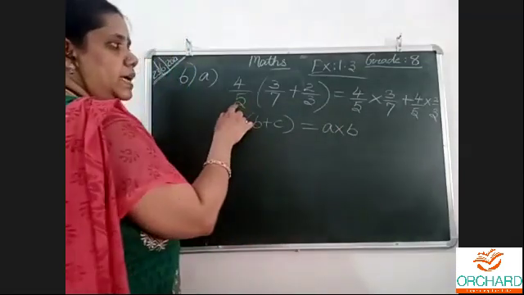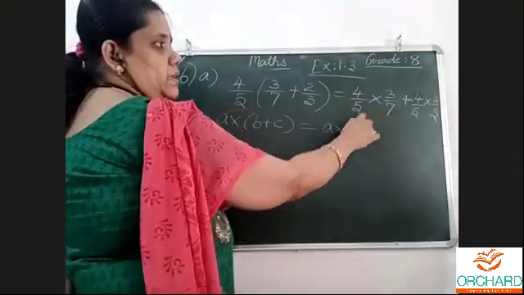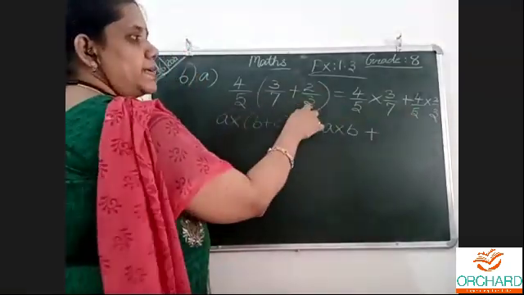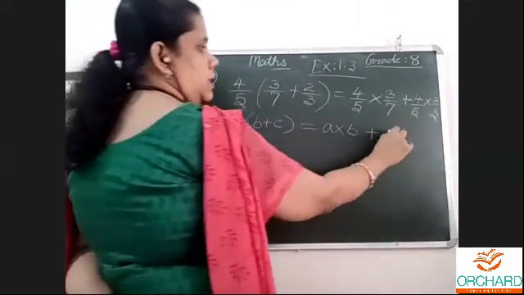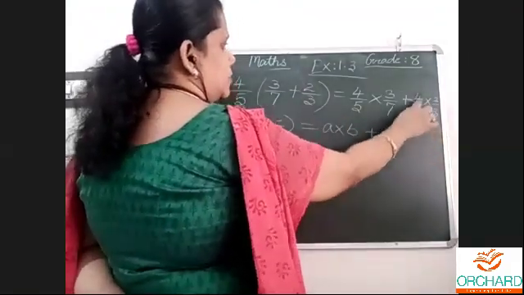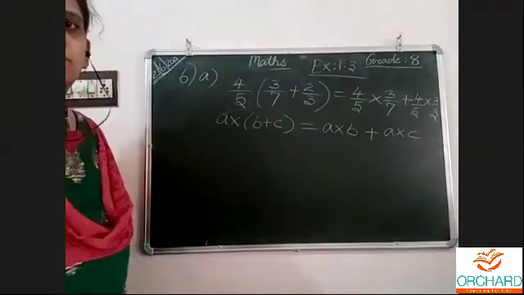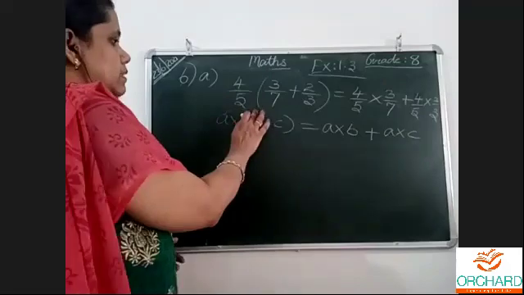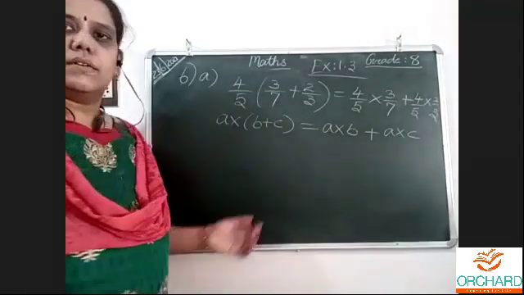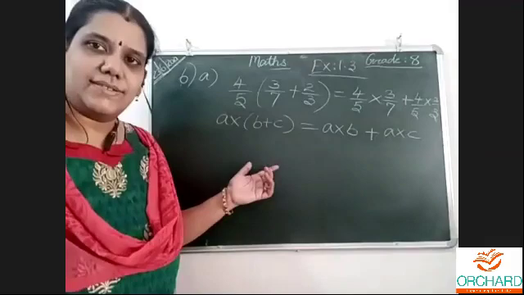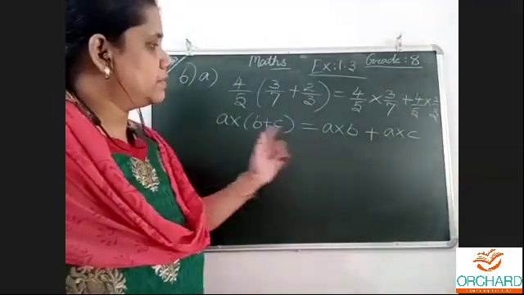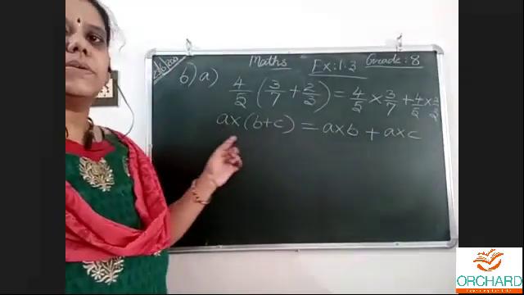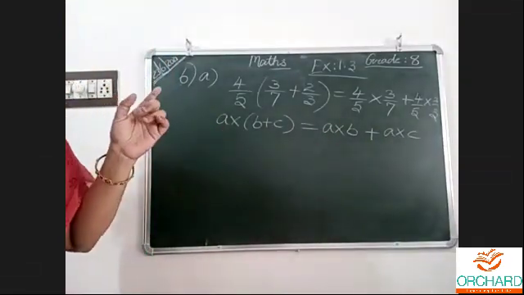What is here? A, 4 by 5 into 3 by 7, that is A into B, plus symbol, 4 by 5 into 2 by 3, that is A into C. So this is what we learned in 7th standard, but it was long back. First number into second number, addition symbol, first number into third number: A into B plus A into C. Distributive law of multiplication over addition.